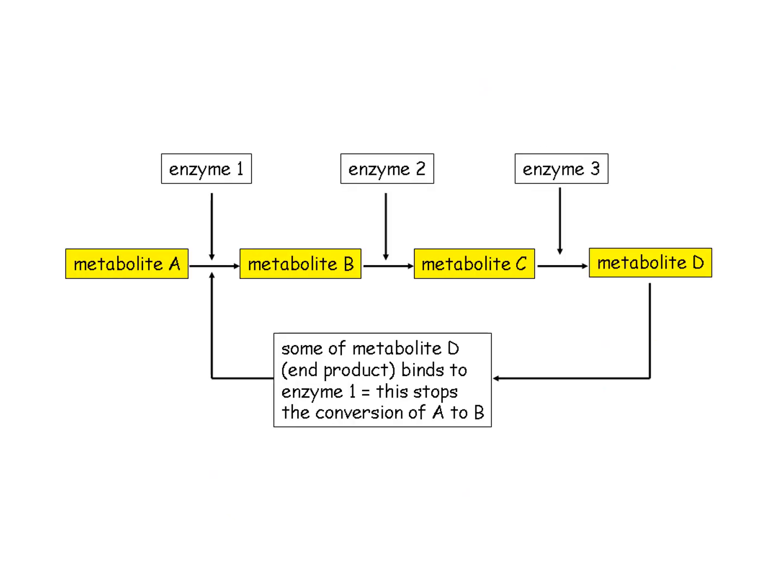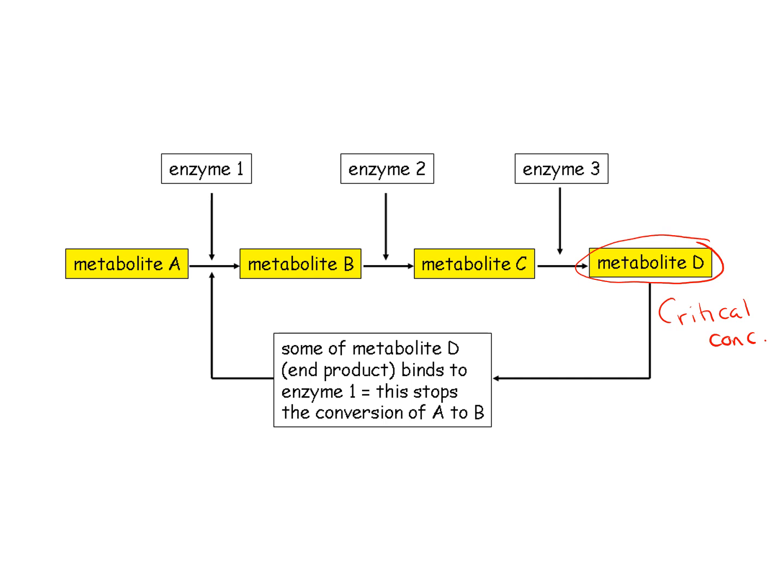So the last thing that we're going to look at is feedback inhibition by an end product. Now what we can see here is a metabolic pathway that involves converting metabolite A into metabolite D using 3 enzymes. Now, metabolite D in this case is our end product. And what has happened in our cell is we say it has reached a critical concentration, or we've made too much of it.